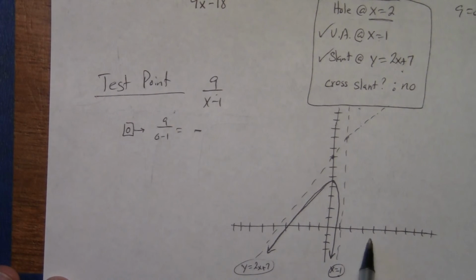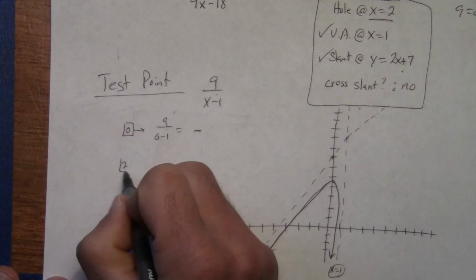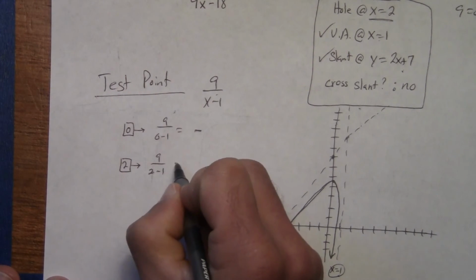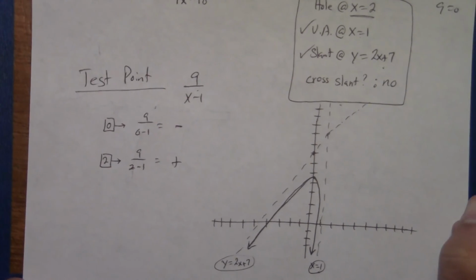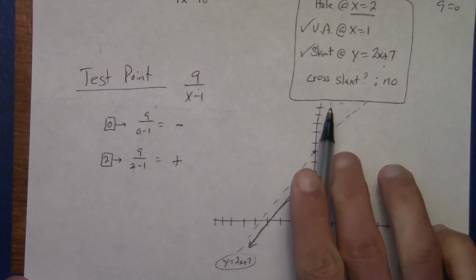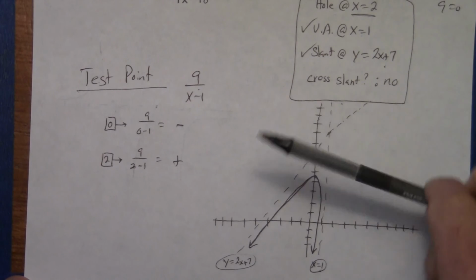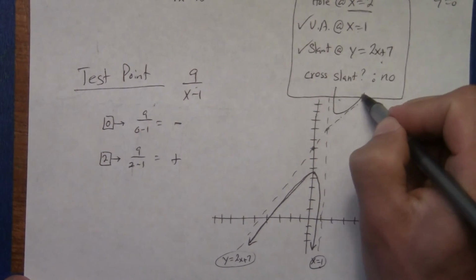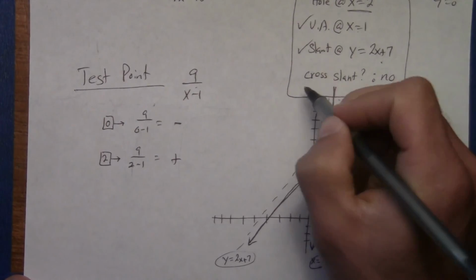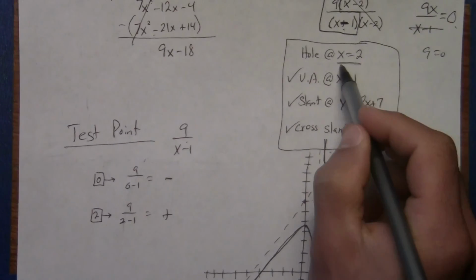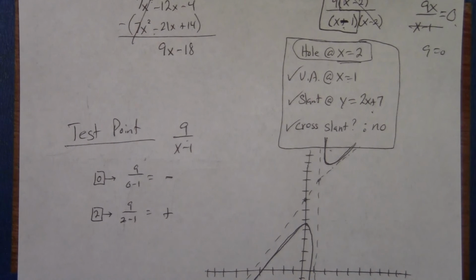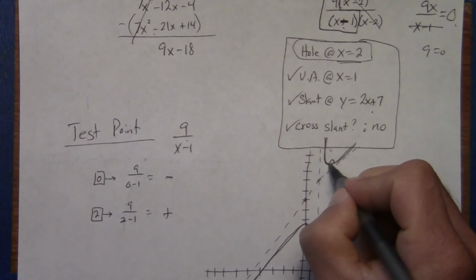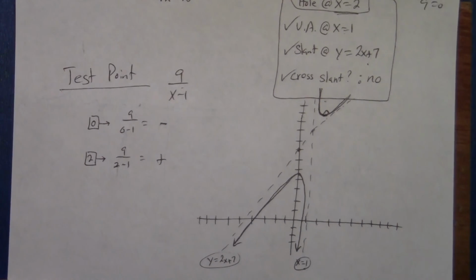And now I'm going to pick something to the right of 1, like 2, and pay attention to is this positive or negative. And it ends up being positive 9, if you want to be exact. All I care about is it's positive, so I picked a number to the right of 1. It was above the slant. It's up in this little region here. And then the only thing I want to make sure of is pay attention to the hole. There's one at x equals 2. X equals 2 is right here. I'm going to go ahead and put a hole there. And there's my graph.